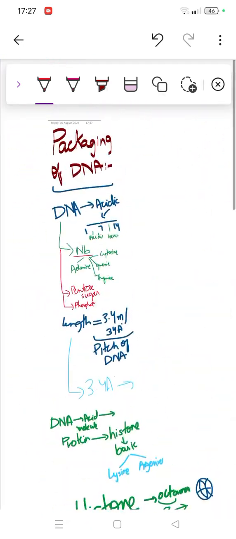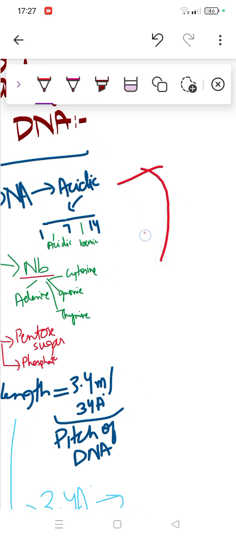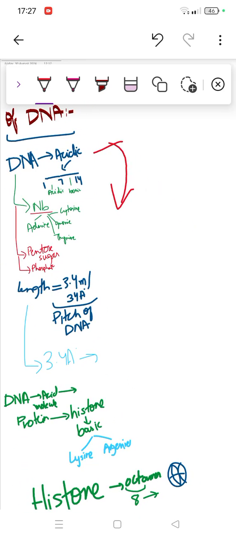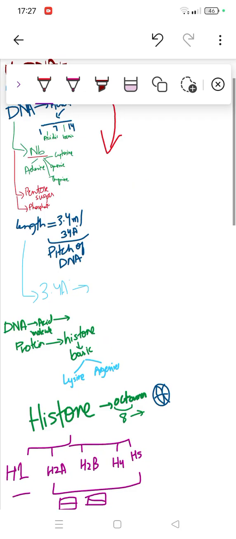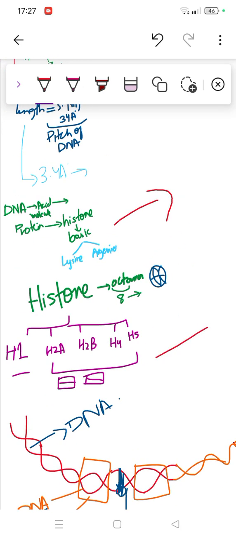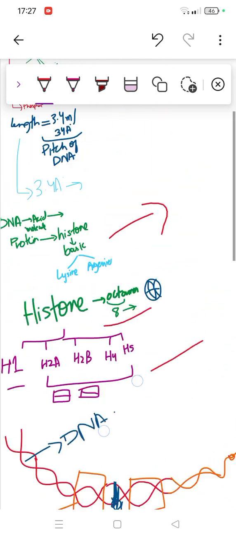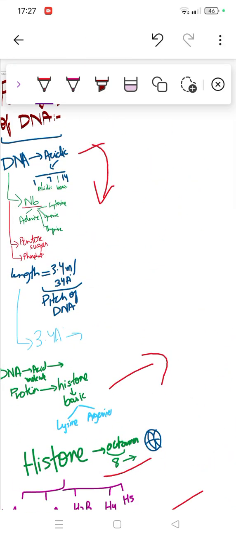So this is called the packaging of DNA. What we discussed: DNA is in an acidic condition, so we need something made up of basic protein. We got histone protein, which is lysine and arginine. These histones are of different types, made up of an octamer, an 8-unit structure, packaging, nucleosome, everything. So yes, here comes the end of this video. Thank you for watching. Bye bye.